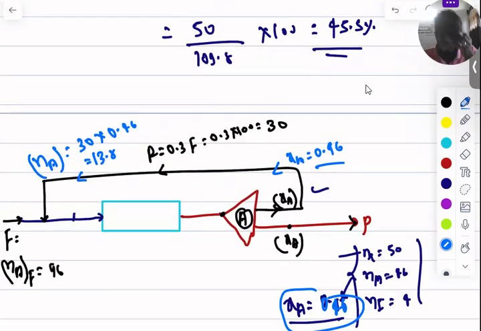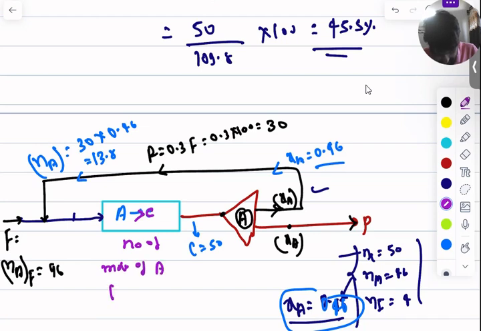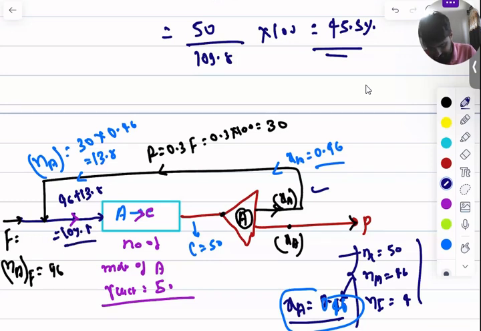Right? 13.8. So here, if you see, a reaction is getting converted, A into C, and C at this point is 50. So how much A is getting converted? For 1 mole of C, 1 mole of A is required. So for 50 moles of C, 50 moles of A will be required. So the number of moles of A reacted will be equal to 50. And how much A is entering here? That is equal to 96 plus 13.8, that is 109.8.